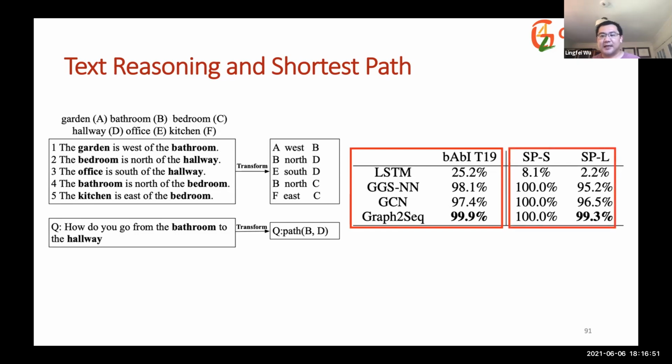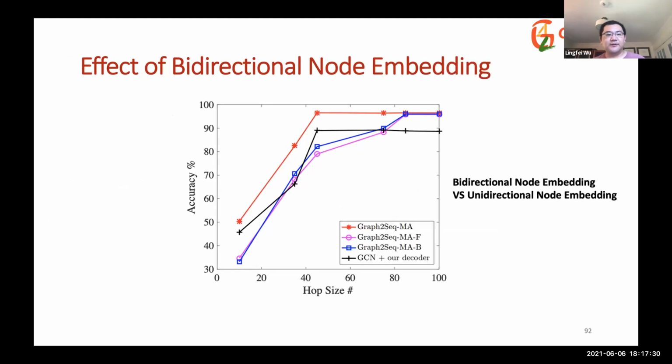And for the shortest path task, we can see that we have two different settings. One is using a small graph, and one is a large graph, because we believe that when the size of the graph increases, the model capability will decrease. So we compare with the LSTM-based method. In this case, it fails miserably. And for the graph-based methods, if we use a small graph, it seems like all graph-based methods perform very well. But when we increase the graph size, we can see that the bidirectional node embedding indeed can capture much better context information than the unidirectional one. We have a further study about the effect of the bidirectional node embedding.